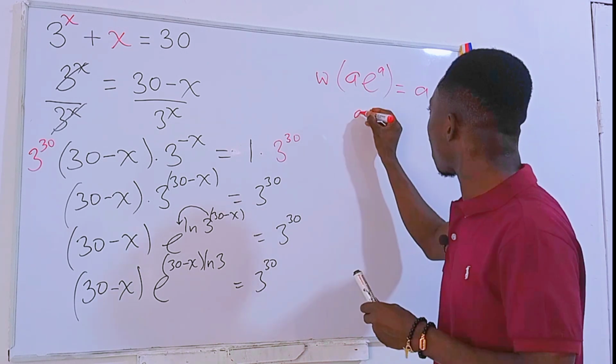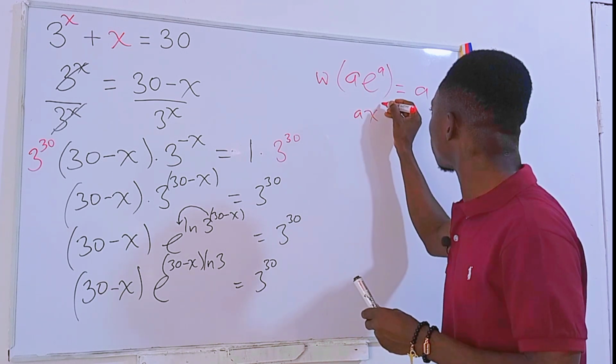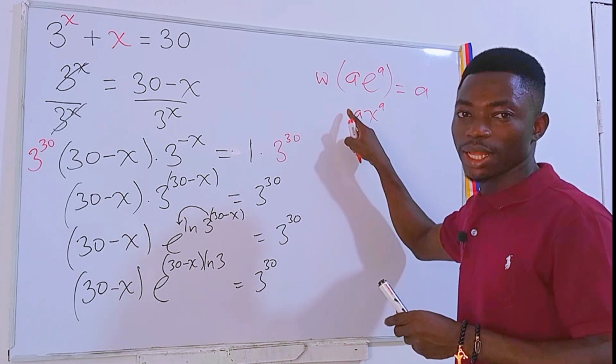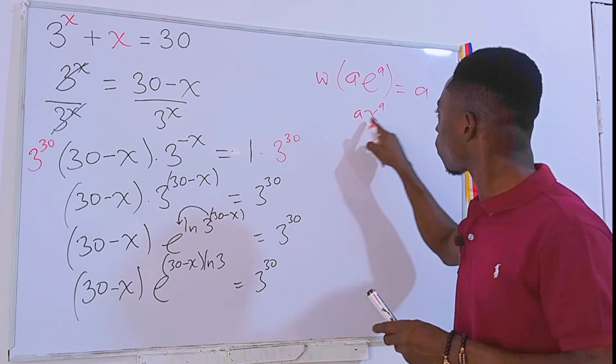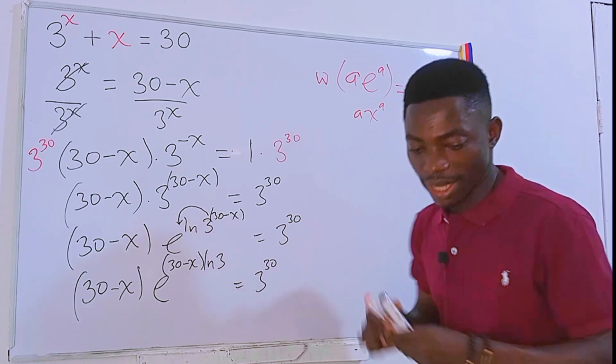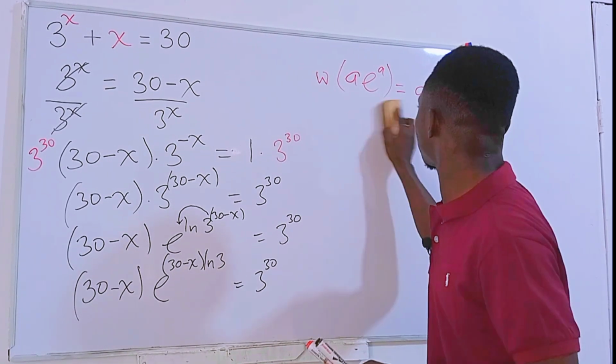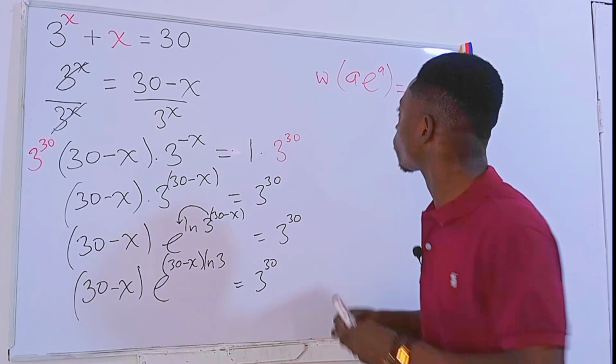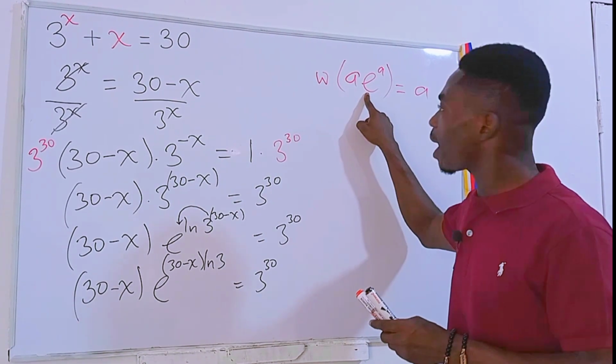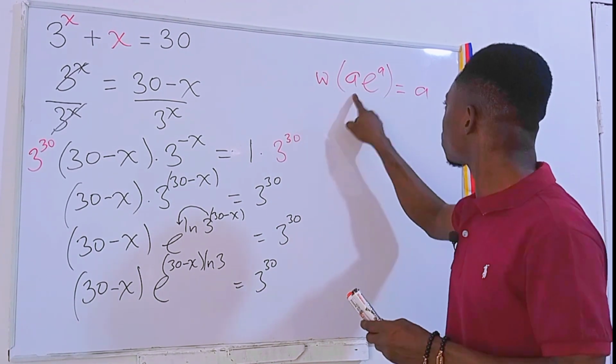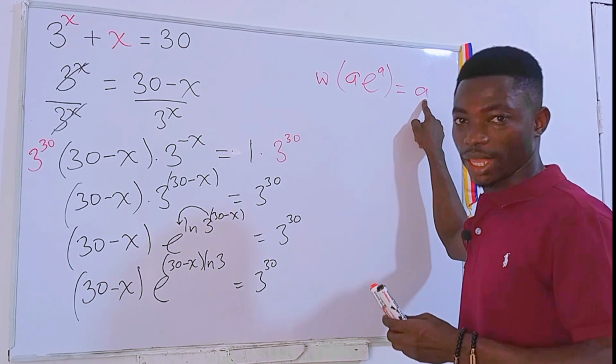So if we have x to the power a, x to the power a, we can't take W on each side of the equation, because this right here is not e, it is x. So it doesn't work for this type of problem. Like I said, this is a. If you take W on this right here, we'll still be getting a back.